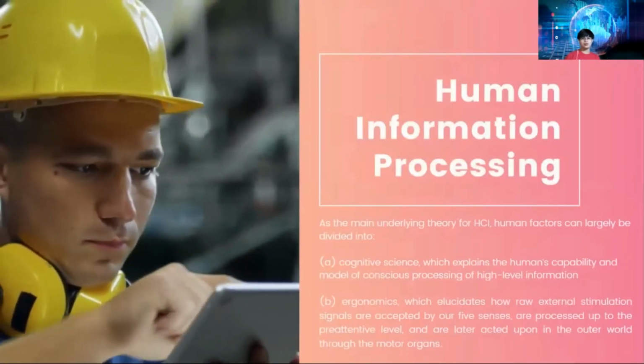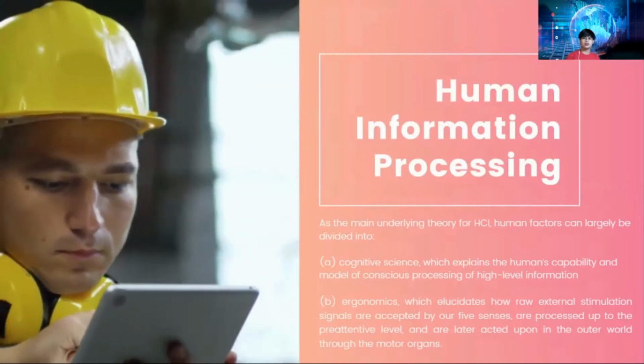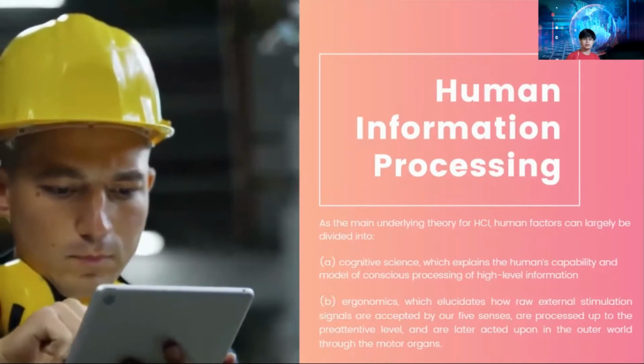As the main underlying theory of HCI, human factors can largely be divided into two. These are the human factors. First is the cognitive science, which explains the human's capability and model of conscious processing of high-level information. When there is a processing of high-level information, that is called the cognitive science.